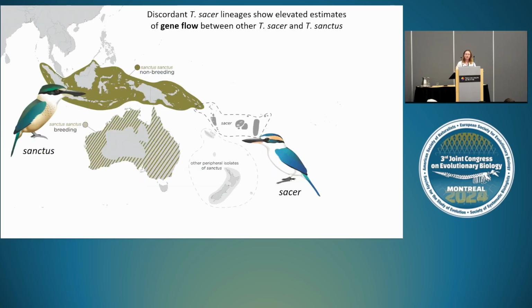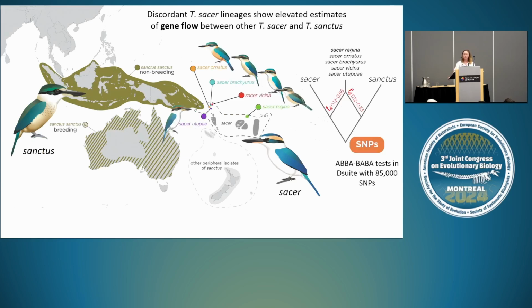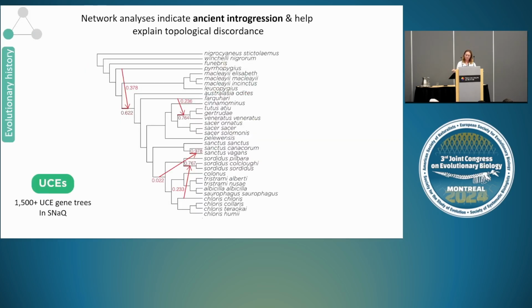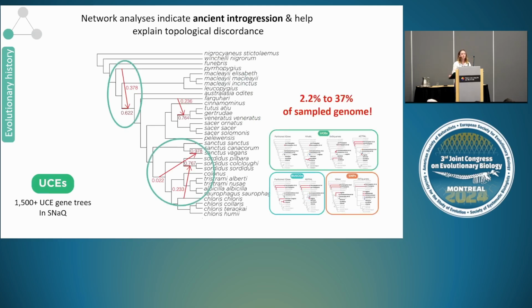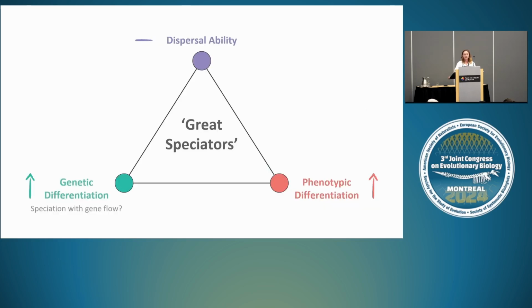And when we explicitly tested for gene flow between them, we found that the 5 mitochondrially discordant sasser taxa have elevated F4 ratios with other sasser and sanctus, suggesting that these are hybrid lineages. And across the whole tree, we see signatures of ancient introgression ranging from 2 to 37% of the sampled genome. So overall, this helps to explain the topological incongruence between data sets and methods. So going back to our predictions, we see that gene flow is likely present as these lineages colonized islands.